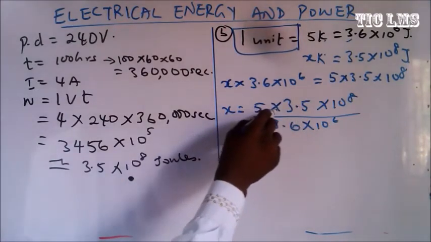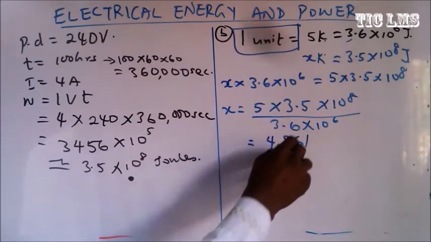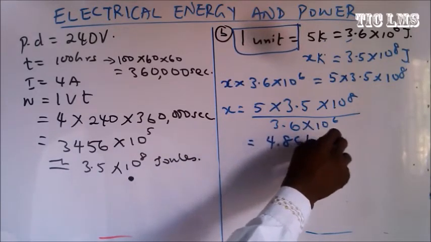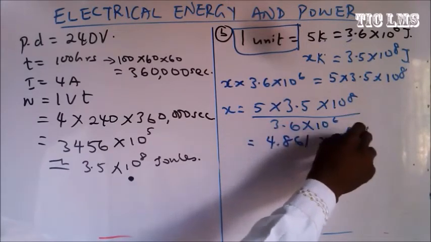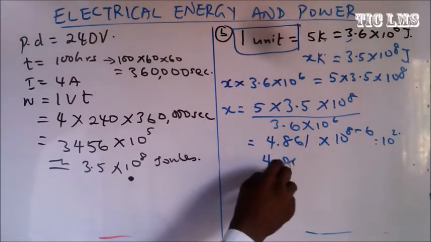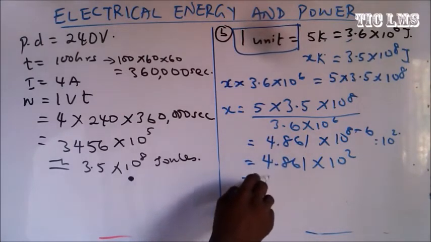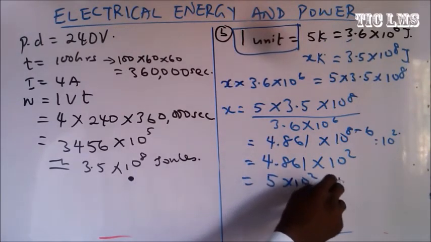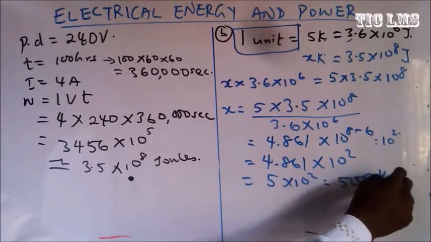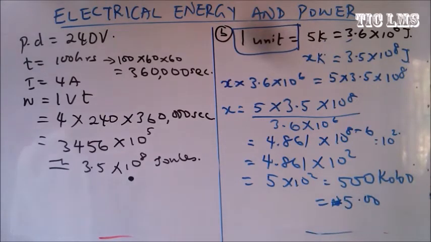When we solve 5 times 3.5 over 3.6, we will have 4.861. Then multiplied by this 10 raised per 8. When we bring this 6 up, it becomes minus 6. So here we have 10 raised power 2, right? So we have 4.861 times 10 raised power 2. We can approximate this 4.861 to 5 times 10 raised power 2. Hence, this is 500. So 500 kobo. 500 kobo is the same thing as 5 naira. When you change kobo to naira, you divide by 100. So that is the cost of the energy produced.